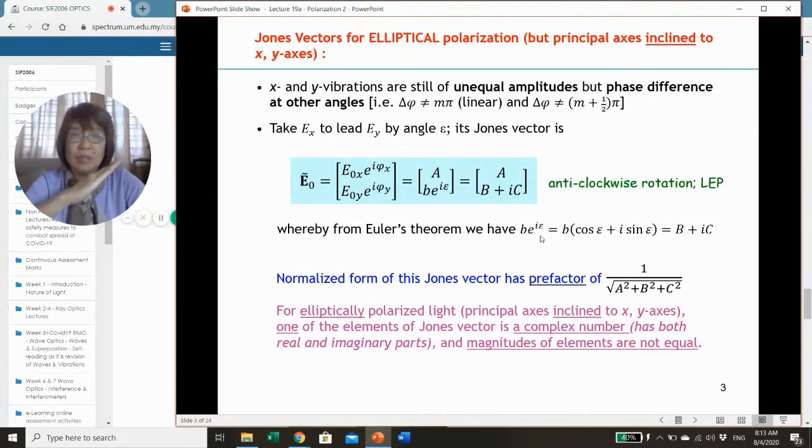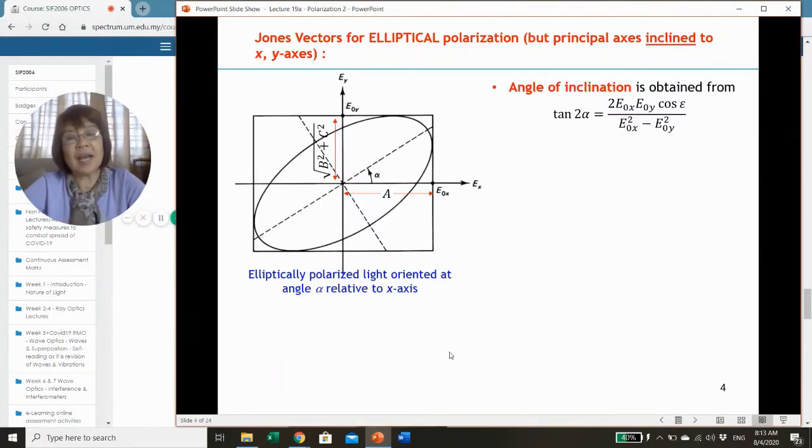Well, the angle is not specified here, but we'll learn about that in the next slide. Then one of the elements of the Jones vector will be a complex number. It has both real and imaginary parts, and the magnitude of the elements will not be the same. This is how it looks.